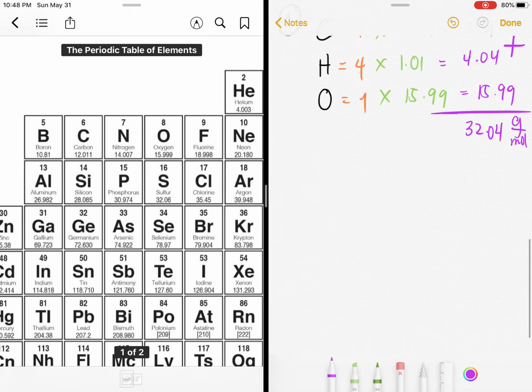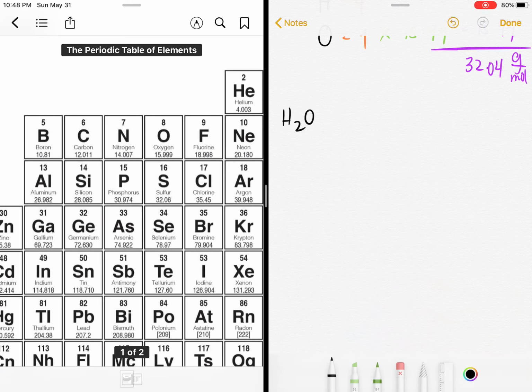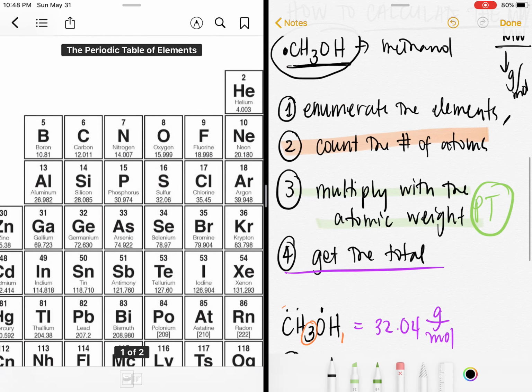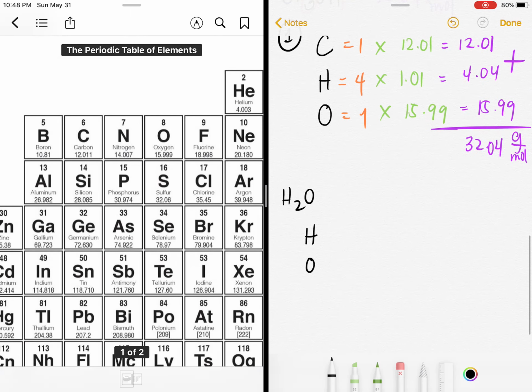Madali? Madali lang po. Now, let's have another example. Get the molecular weight or the molecular mass for water. What's the step 1? Enumerate the elements. So, what are the elements here? You have hydrogen and you have oxygen. Step 2, count the number of atoms. Saan ka titingin pag number of atoms? Sa subscript. Ano yung subscript ni H or ni hydrogen? 2. Si oxygen, ano ang subscript? Wala, di ba? Kapag wala, ibig sabihin nun 1.